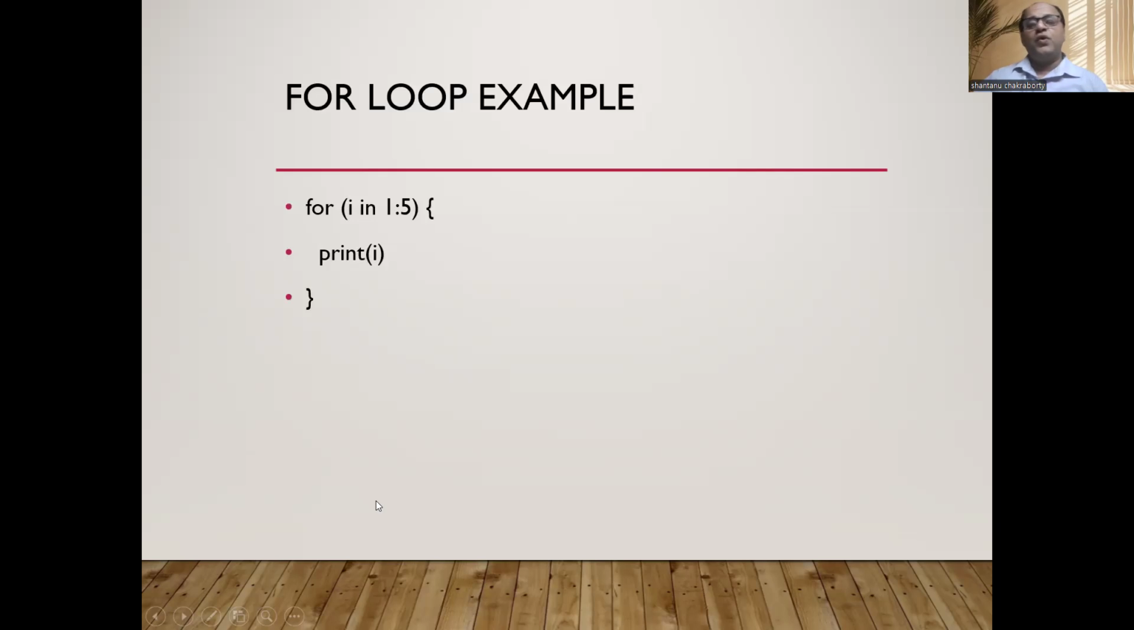Then we have a for loop. We have a for loop in R, which is used for iteration. If we iterate from 1 to 10, and write for i in 1 colon 10, it will display the numbers in the range from 1 to 10.